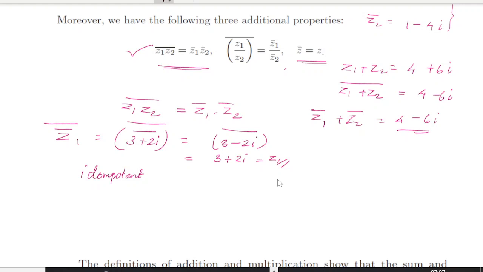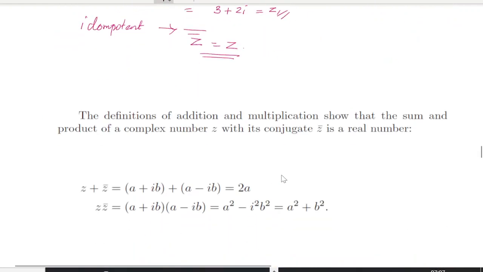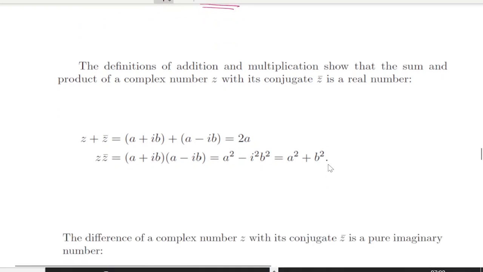Idempotent. So conjugate is an idempotent operation. That is, when you are finding the conjugate twice, you will get the same z itself. Now addition and multiplication show the sum and product of the complex number z with its conjugate z bar. So when you have z and z bar, you go for adding z and z bar.